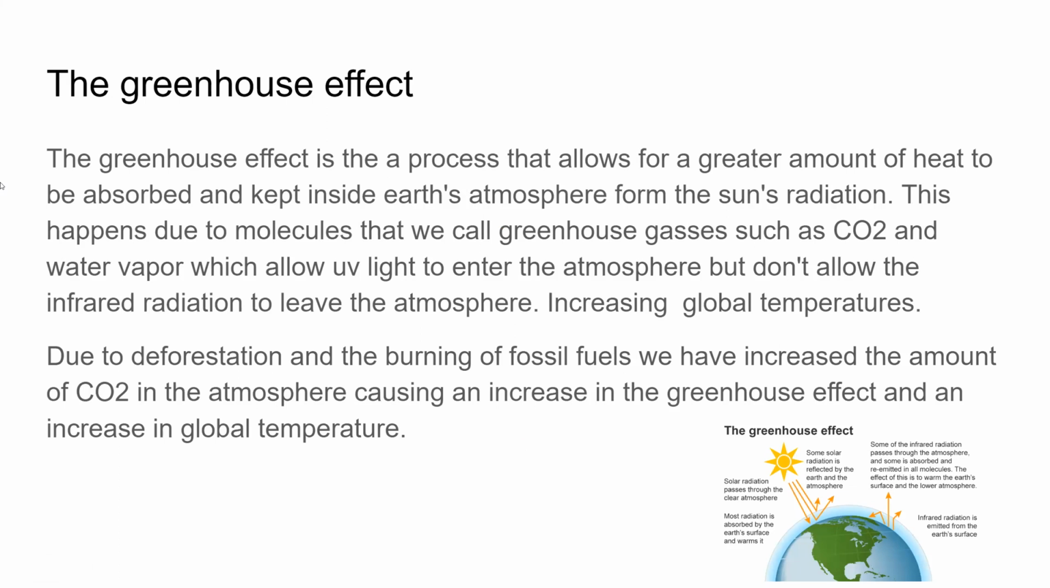So the greenhouse effect is basically a process that allows for a greater amount of heat to be absorbed and kept inside the Earth's atmosphere from the sun's radiation. This happens due to molecules that we call greenhouse gases, such as CO2 and water vapor, which allow UV light to enter the atmosphere but don't allow the infrared radiation to leave the atmosphere, increasing global temperatures. Due to deforestation and the burning of fossil fuels, we've increased the amount of CO2 in the atmosphere, causing an increase in greenhouse gas effect and an increase in global temperature.